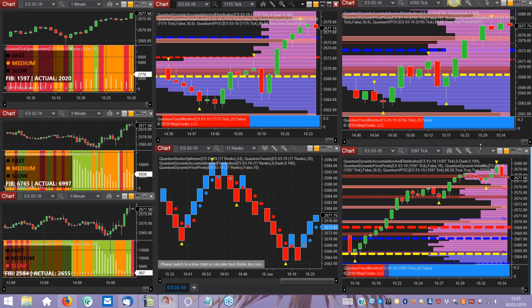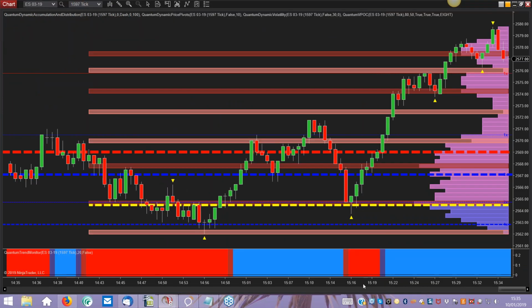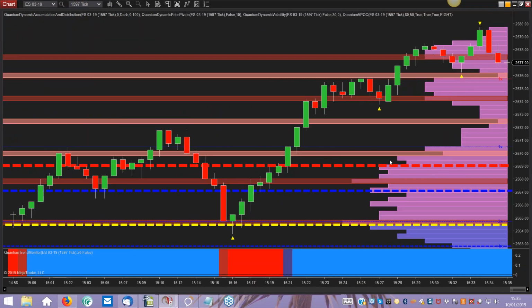This one at the bottom right is on 1597 at the moment. Just move the chat box out of the way and widen that up a little bit. Each of these candles will be created after 1597 ticks have gone through the market, and that is independent of time.